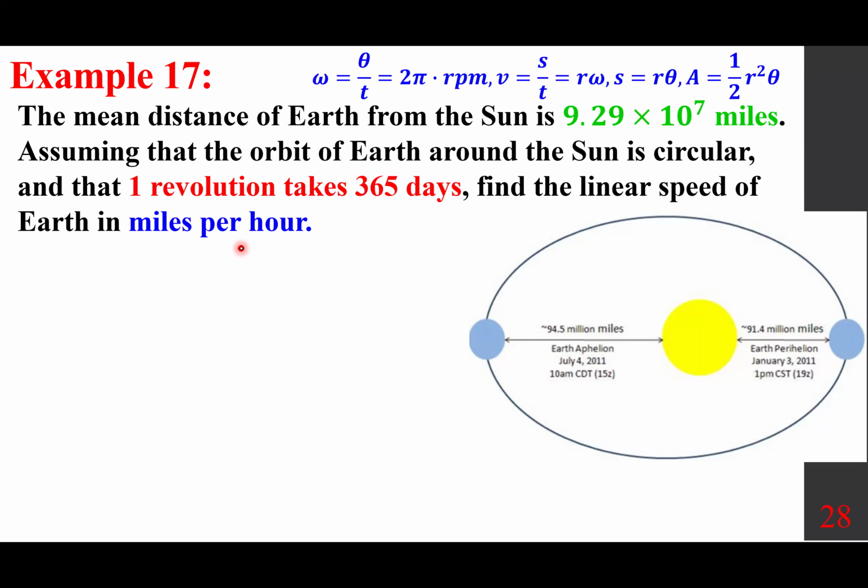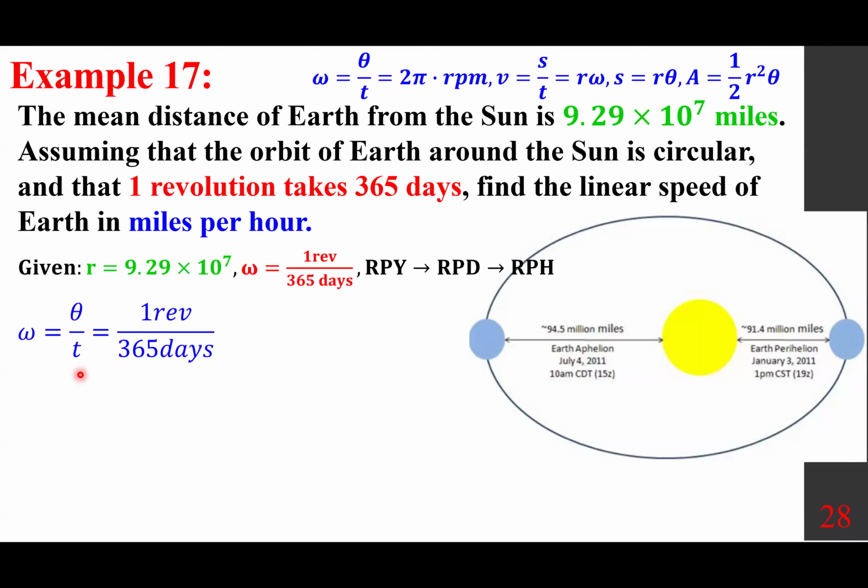So what is given? What is missing? First and foremost, the radius is given, R is given. Omega is 1 revolution per 365 days. We have revolution per year. We want to go with revolution per day. And then we want to go with revolution per hour. So those are the changes we want to make. And omega is theta over t, which is 1 revolution over 1 year, or 365 days.